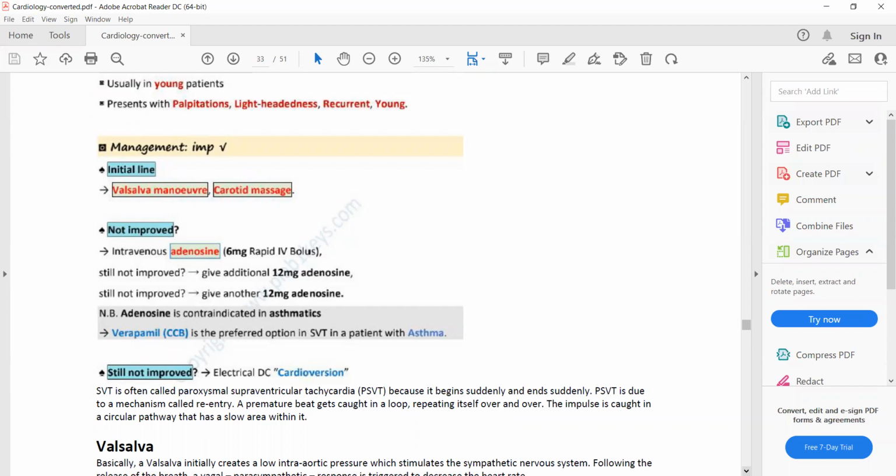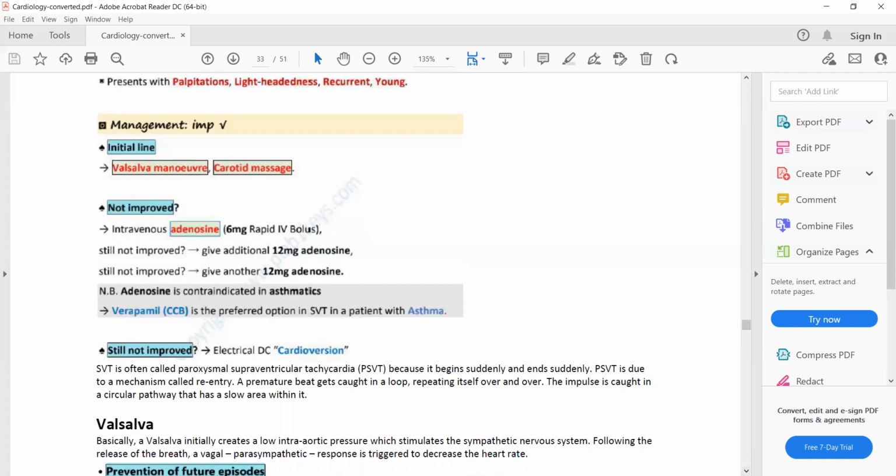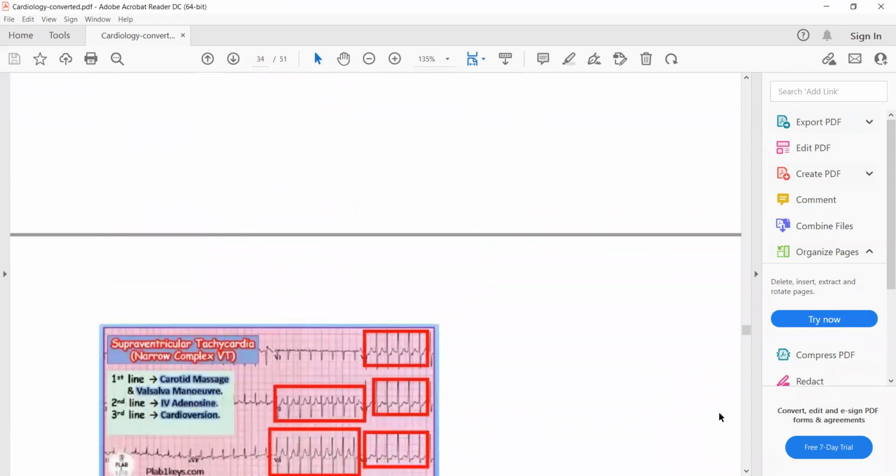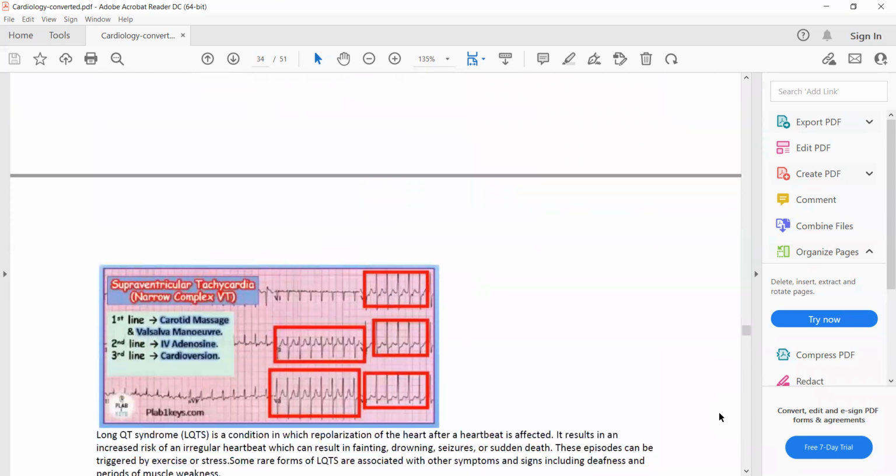So if a young person presents to you with palpitation and on ECG there are narrow complexes plus tachycardia, then we'll say that it's paroxysmal supraventricular tachycardia. Let me show you an ECG of paroxysmal supraventricular tachycardia. As you can see in this diagram, the complexes are very narrow, just like straight thin lines, almost one small box.